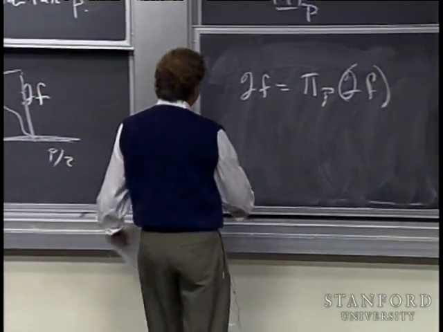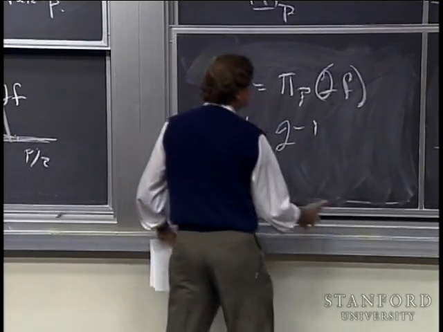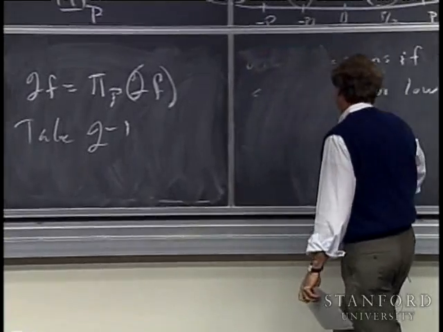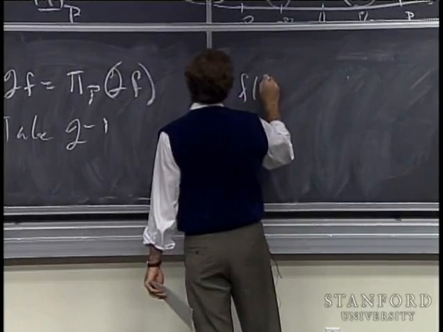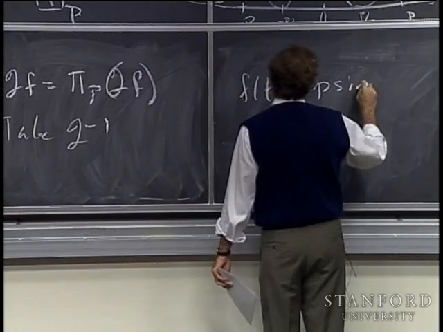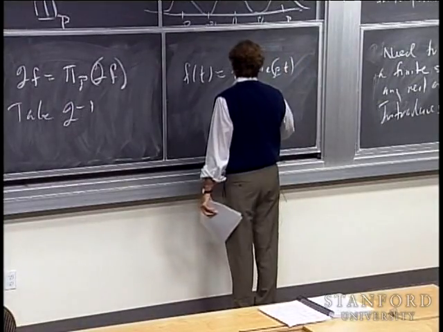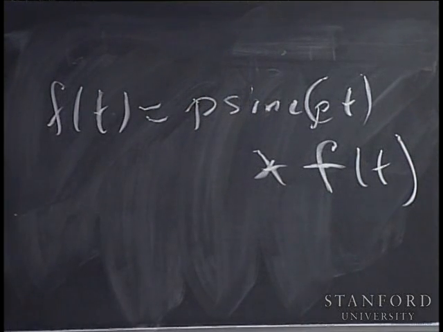All right? So if I take the inverse Fourier transform, you get f of t is equal to the inverse Fourier transform of this, which is a scaled sinc function, sinc pt, convolved with f. All right? Sort of a striking statement, actually.